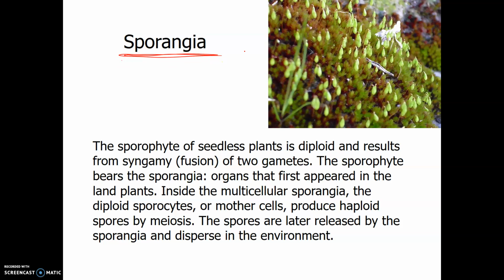Okay, so I told you there were two multicellular forms of the plant in the alternation of generation life cycle. The sporophyte of seedless plants. So right now we're talking about seedless plants. The sporophyte of seedless plants is diploid and results from syngamy or fusion of two gametes, which you can also call fertilization of two gametes. So those two gametes unite, form a zygote that is diploid, and that zygote grows into a multicellular sporophyte. The sporophyte bears the sporangia.